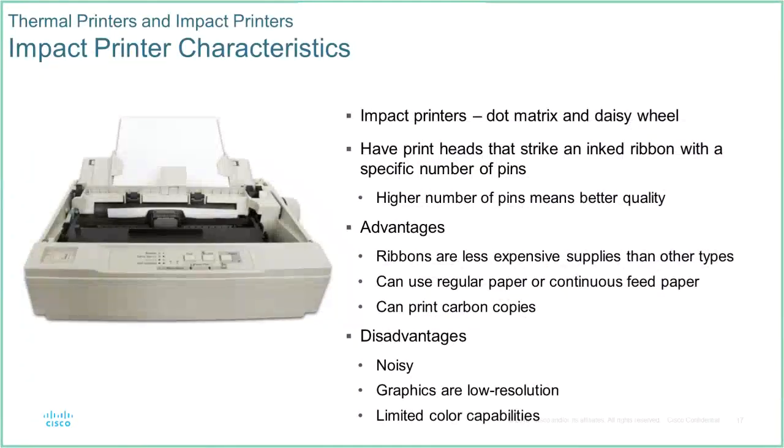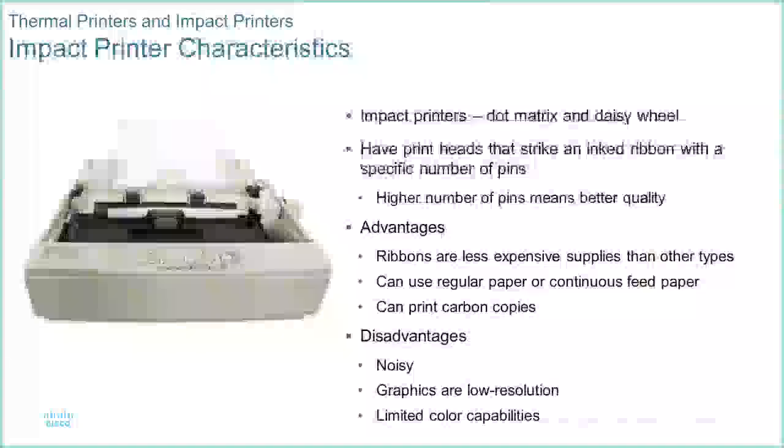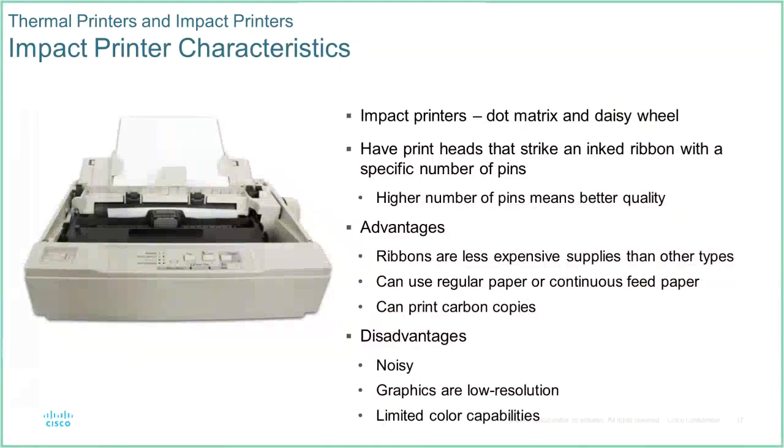So pluses and minuses. Advantages: ribbons, relatively cheap. They could use plain paper or continuous feed, and you could have carbon copies done. So basically, you'd buy carbon copied feeder and it would just go through and it'd be making 2 or 3 copies at once, just on the fact that the impact would create it.